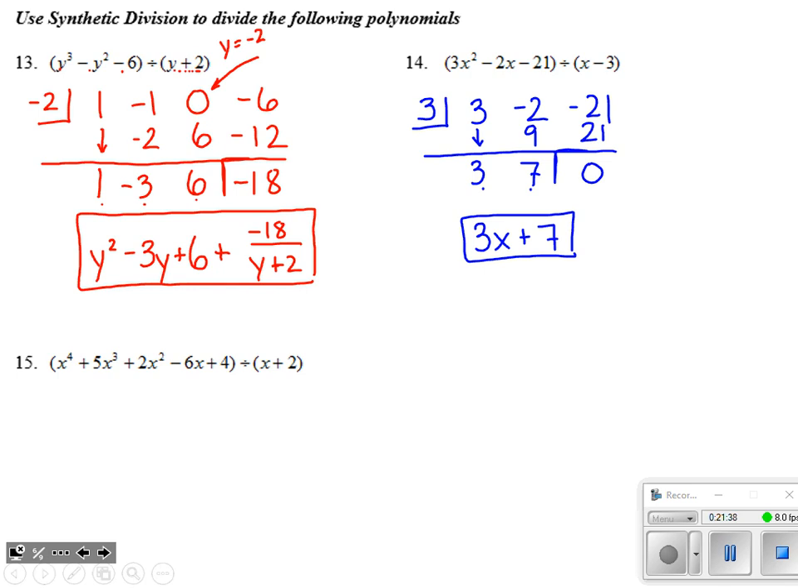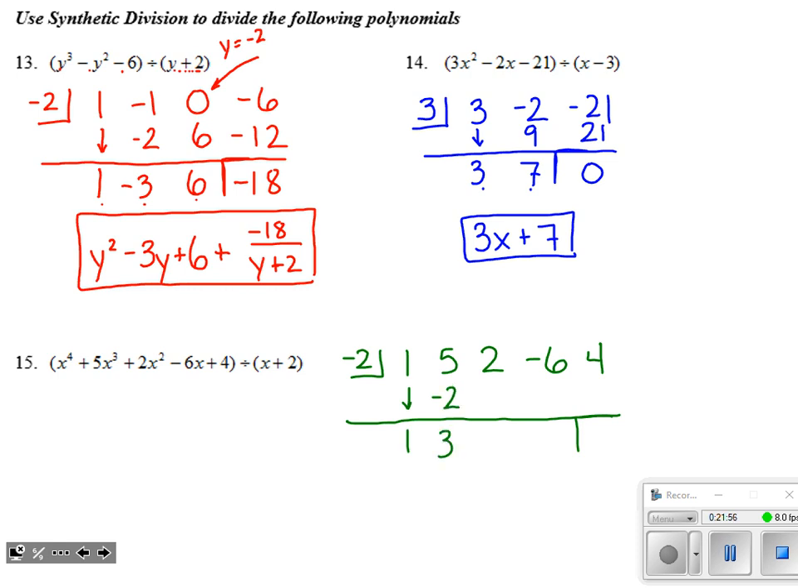All right, and lastly for this page, number 15. -2 goes into the box. I've got 1x to the 4th, 5x to the 3rd, 2x squared, -6x, and a +4. We didn't skip over any powers, so I didn't need any zeros there. Drop down the first, multiply, add, multiply, add, multiply, add, multiply, add.